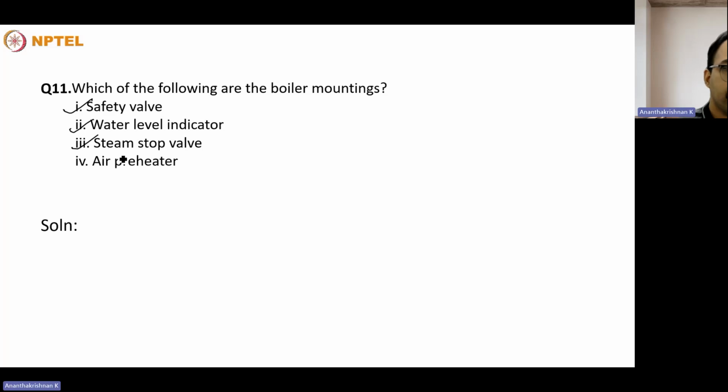Water level indicator, just like the previous case, is used to provide information to the fusible plug. As and when the level goes below, the fusible plug will melt, redirecting a bit of the steam that will be produced. Steam stop valve also is used as a boiler mounting to prevent the steam from going out in certain cases. So this is an accessory.